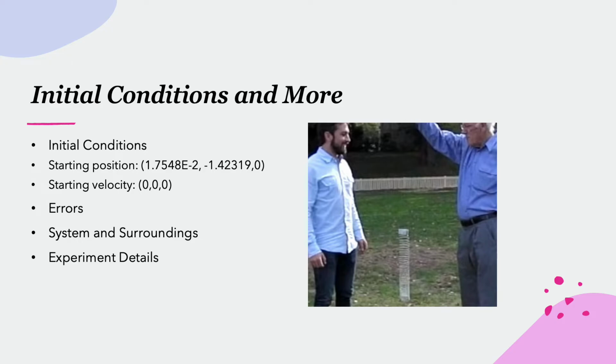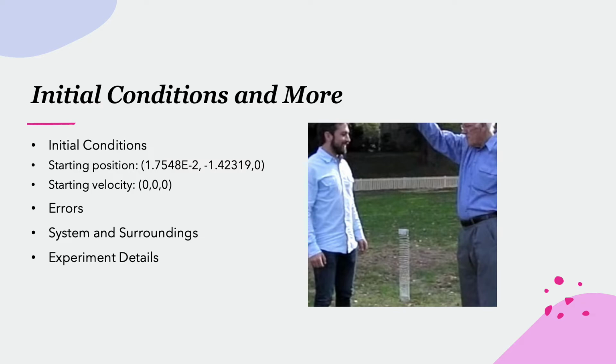The initial position is where the origin is at the top of the Slinky, and the starting position is at the bottom of the Slinky. And since we're starting at rest, the starting velocity is 0, 0, 0. The starting position is also located on the slides. Some error that may have occurred when comparing the graphs is if not enough drag force was applied, especially since the video of the experiment was recorded in slow motion. The system here is the Slinky, and the surroundings are the hand releasing the Slinky and everything else.